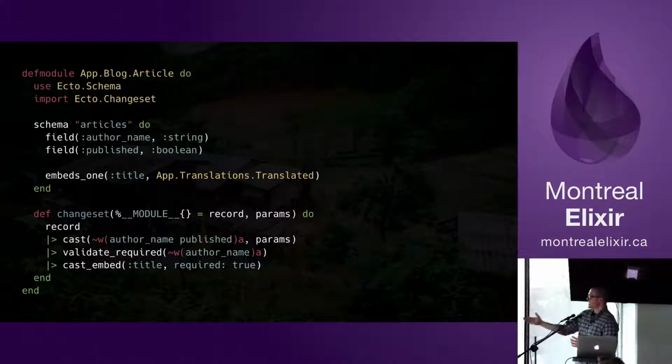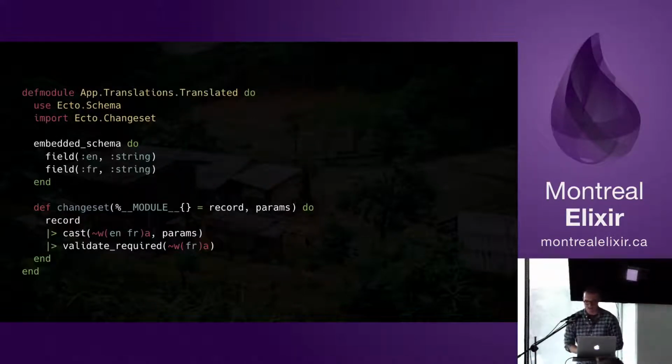So instead of casting the title, we're going to use the explicit cast_embed. So we're going to tell Ecto to cast the data we received in the title params and to do the heavy lifting for us. So Ecto is going to be calling the changeset/2 function of the schema where we have declared it, and passing the data contained in the title param.